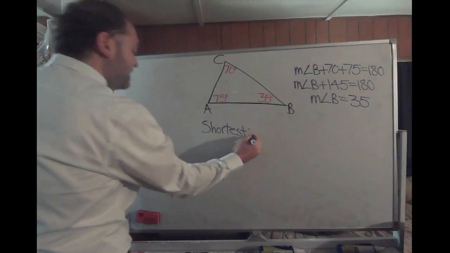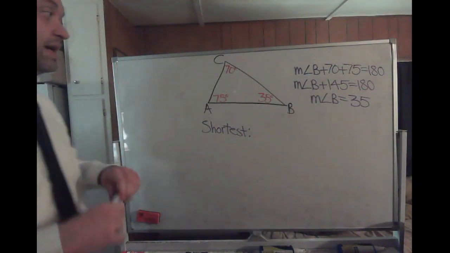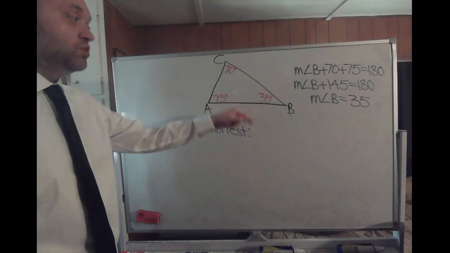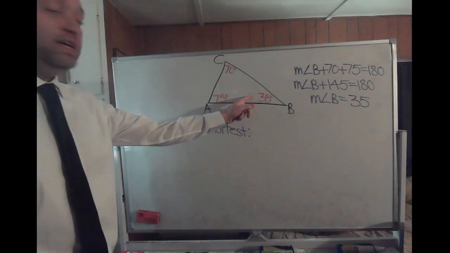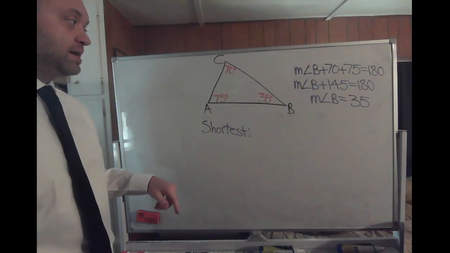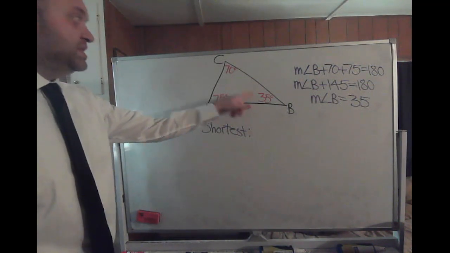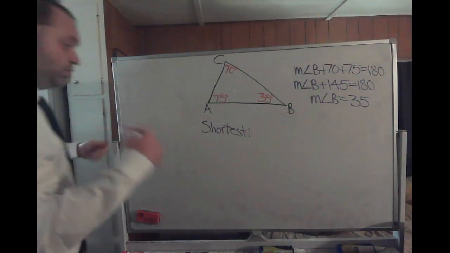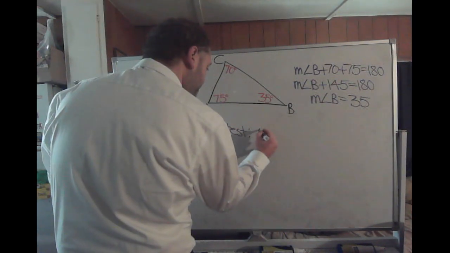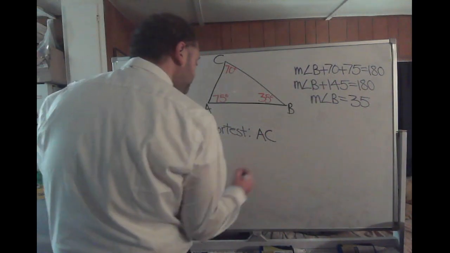The shortest side, obviously, is going to be opposite the smallest angle, which is angle B. That's the smallest angle with 35 degrees. So the side opposite that is AC. So the shortest side is going to be AC.